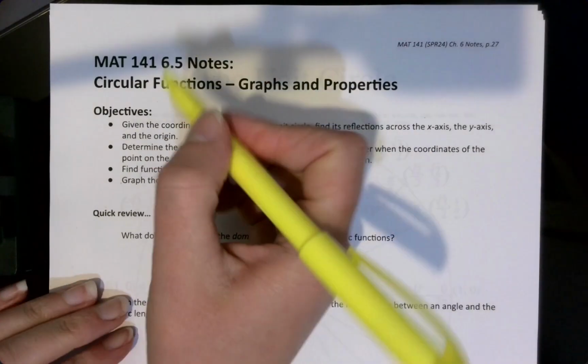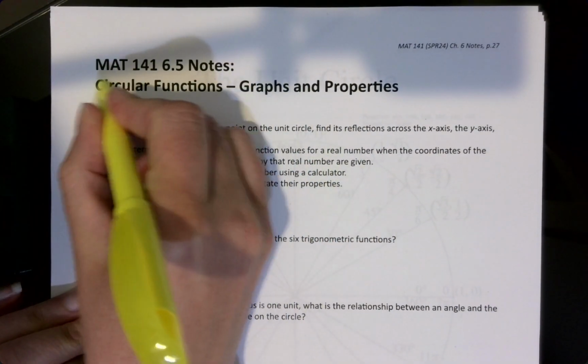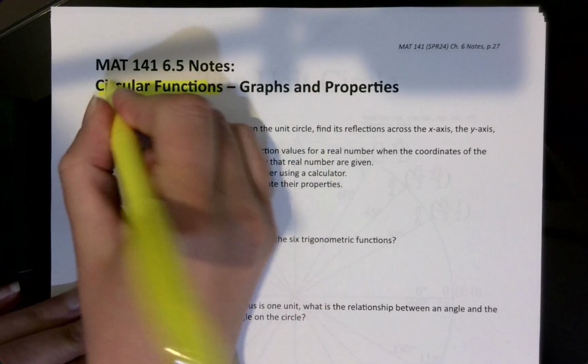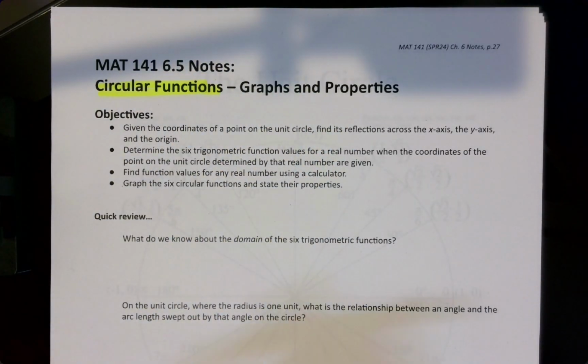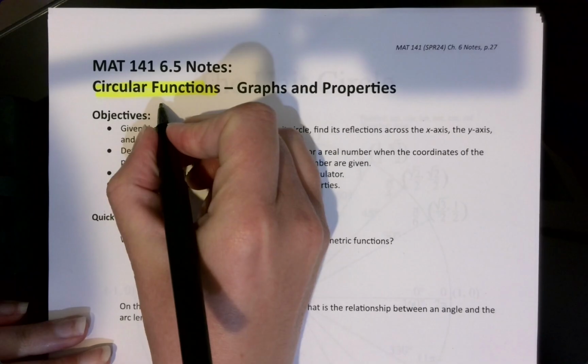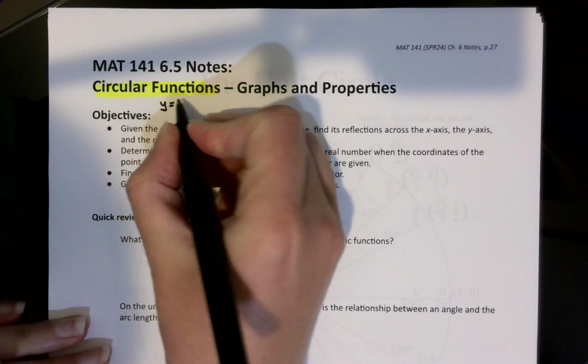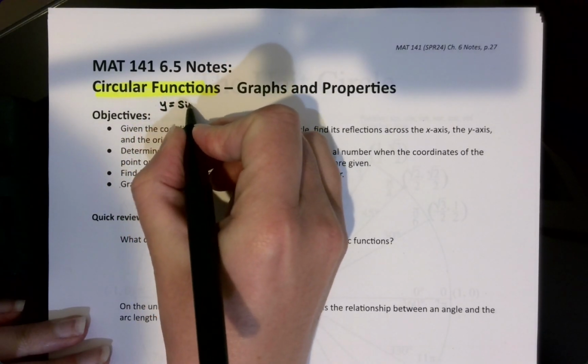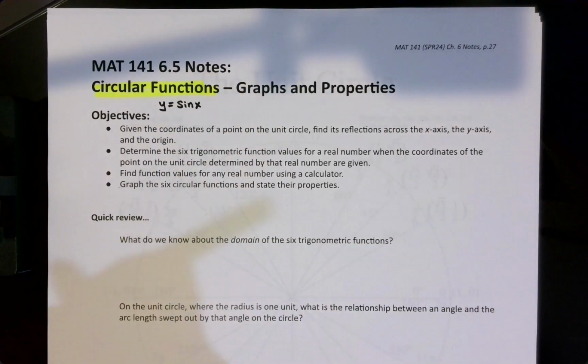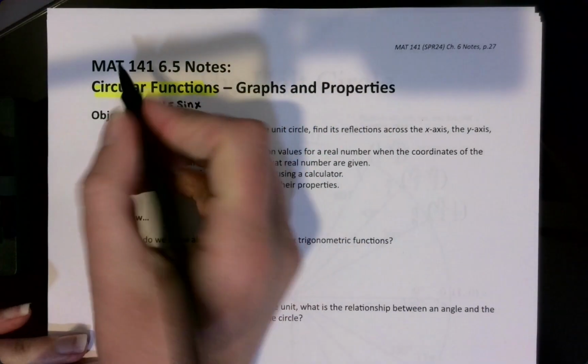In this section, we're going to talk about circular functions. Circular functions are things like our trigonometric ratio functions, but set equal to y. So for example, y equals sine of x is one of the 6 circular functions, for example.